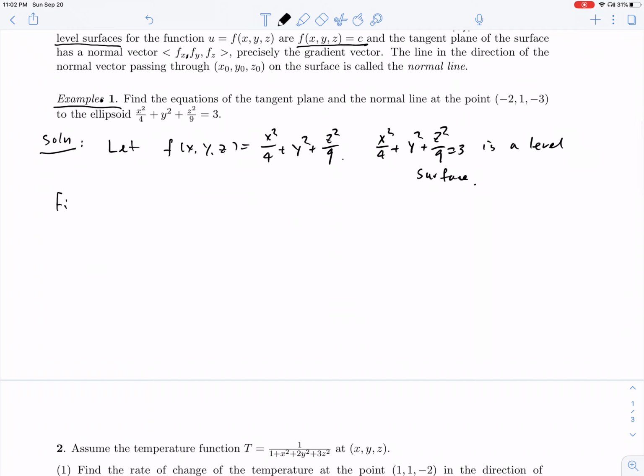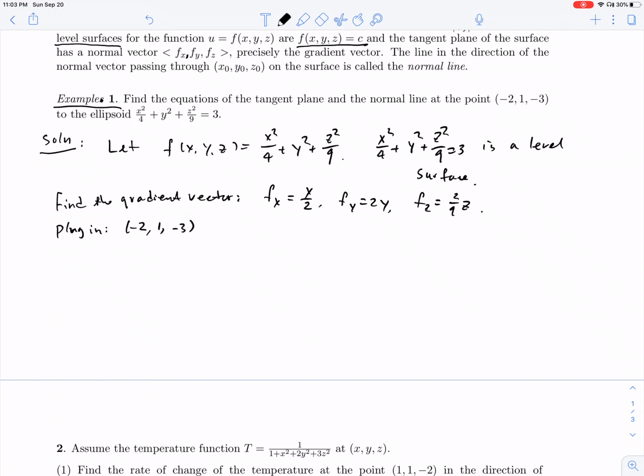And then we find the gradient vector. Take the partial derivatives, which is just x over 2, right? The derivative of y squared is 2y. And this is pretty easy, that's going to be 2 over 9 z. Now plug in the point. The point is given as -2, 1, and -3. So now we have the normal vector at that particular point.